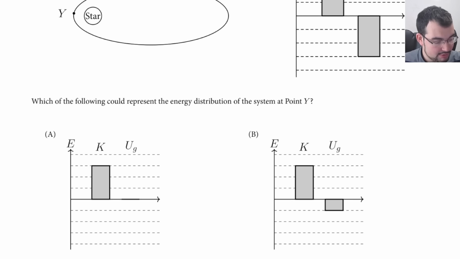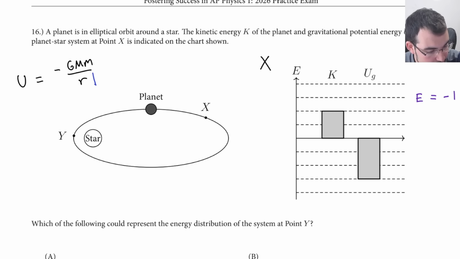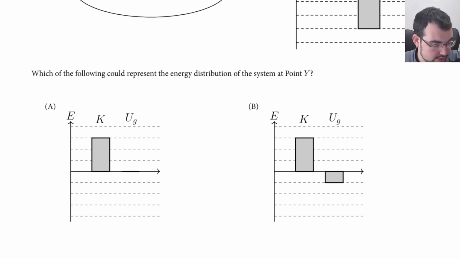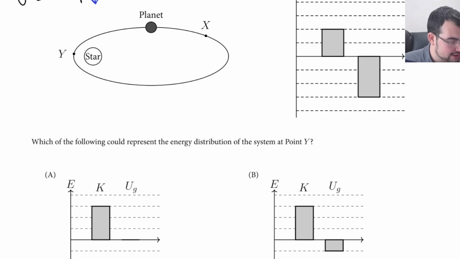Now we've got to figure out what graph could represent this system at point Y. What we know is that U is equal to negative GMm over r. If I'm going towards Y, my planet is getting closer to the star, so my r is going down. That means I'm getting a bigger negative number, so my U should also be decreasing. I should look for a U that decreases, and then use energy conservation. So I'm really looking for negative 4 bars of UG.